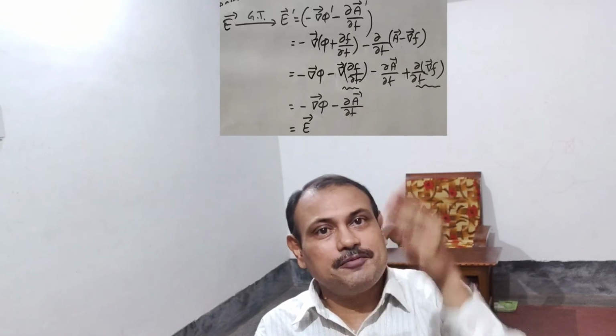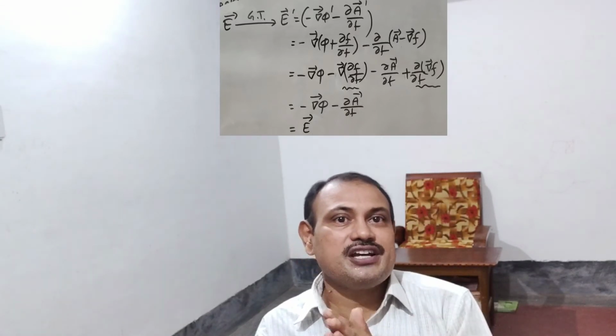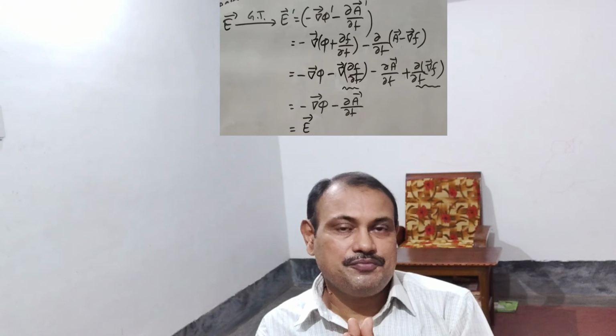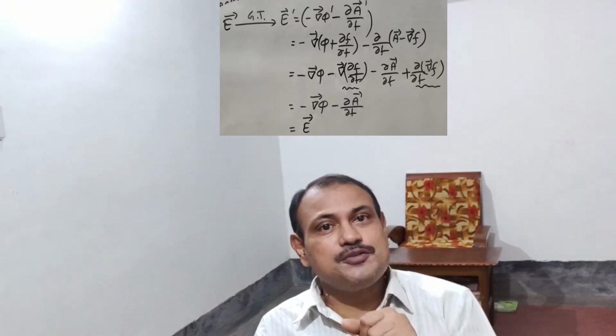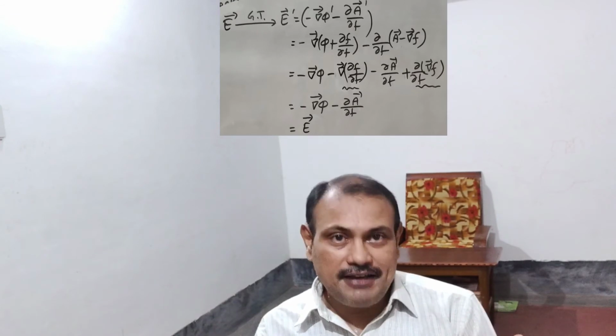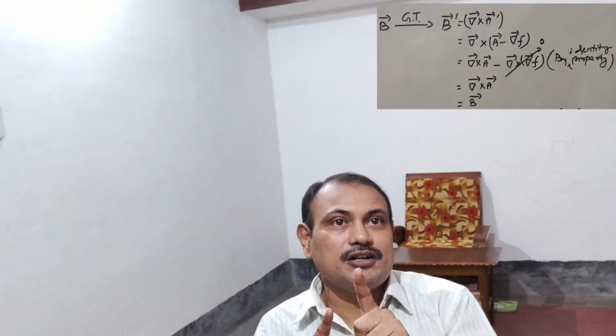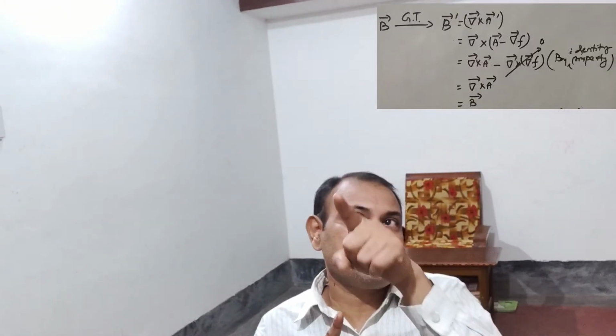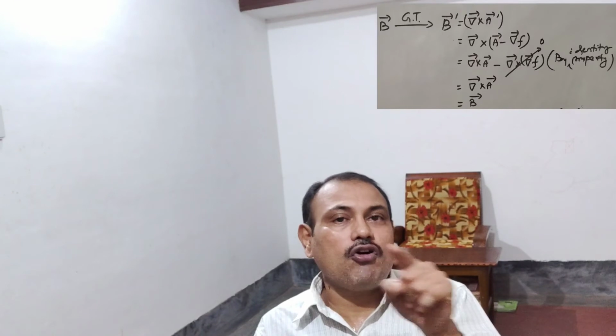So we have started from E prime and we have now reached E vector. Therefore, under these transformations we have seen that our electric field remains invariant. In the same way you can pick up the B vector also. That means when you pick up the B vector, how do you write it under transformations? That is, B you write as curl of A.